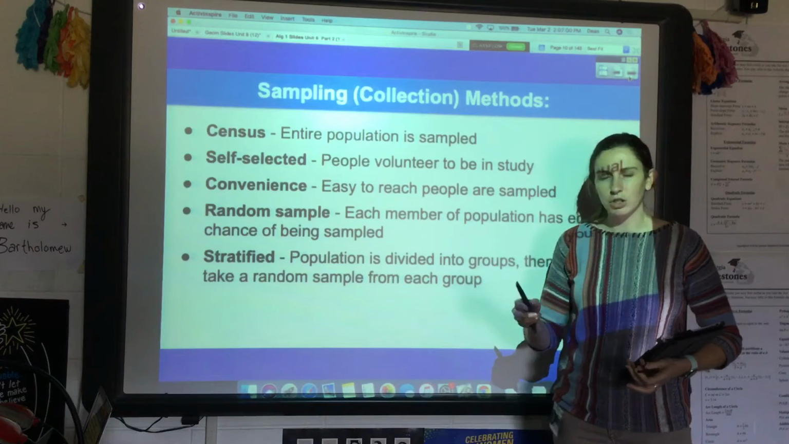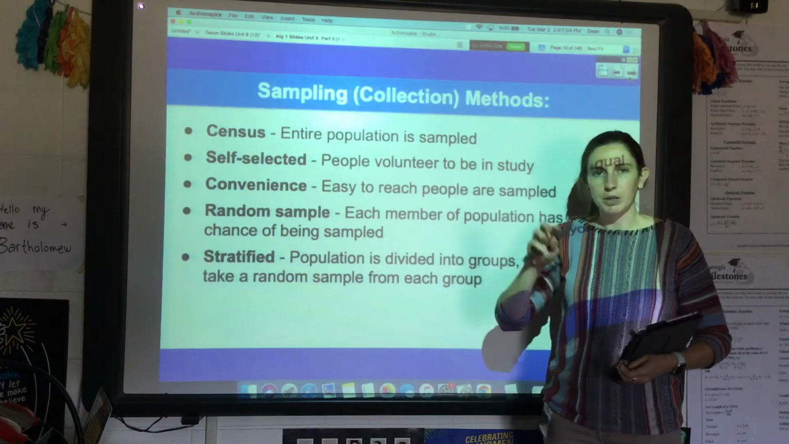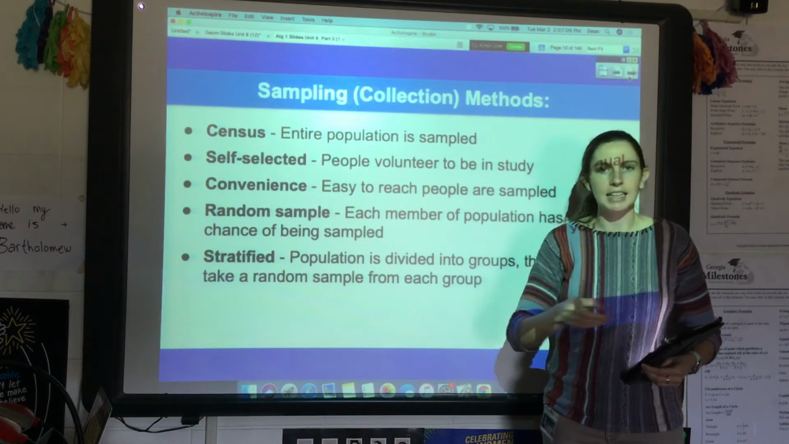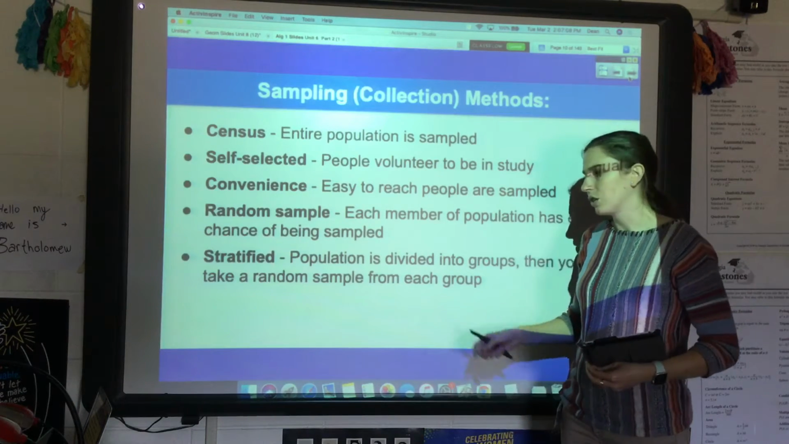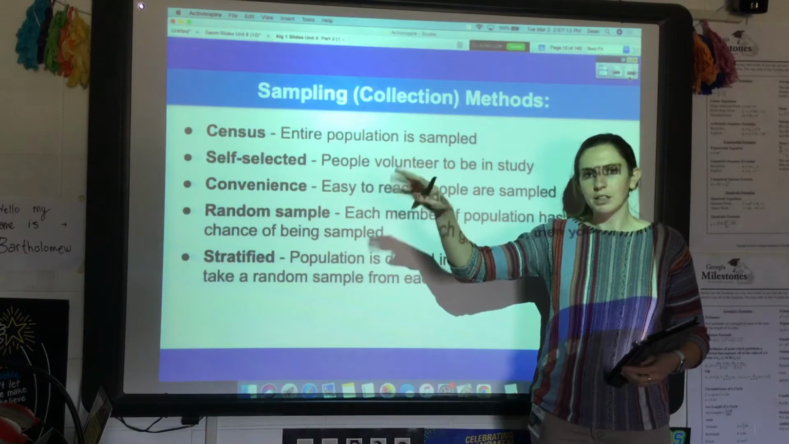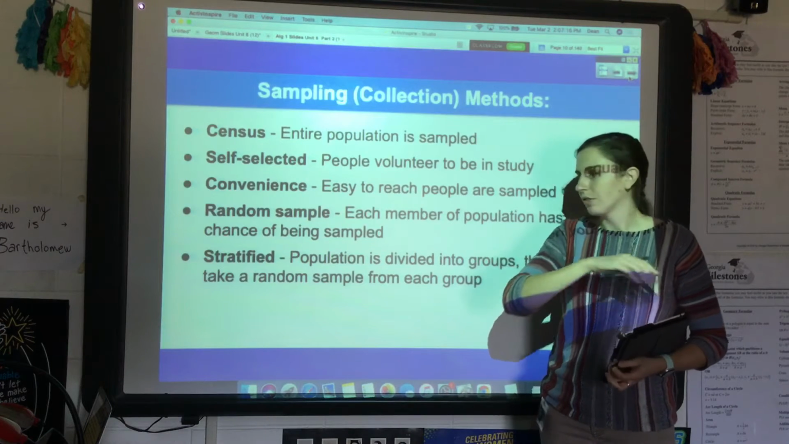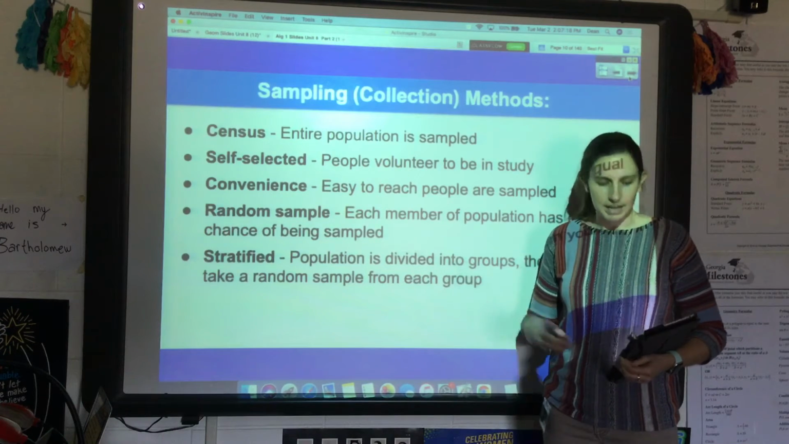So if I want to make sure I'm including people from each grade, then I could split you into your individual grades, and then within each grade, I could do a random sample. So I could randomly pick people who are seniors, randomly pick a couple juniors, randomly pick some sophomores and freshmen, and that's a stratified sample.